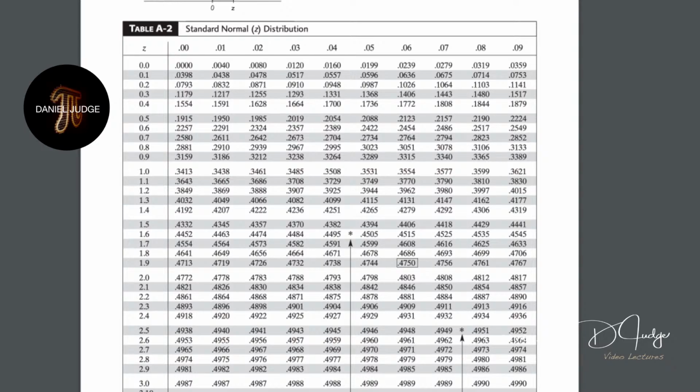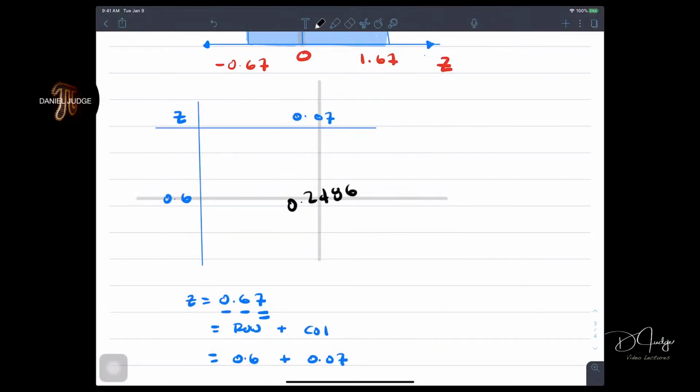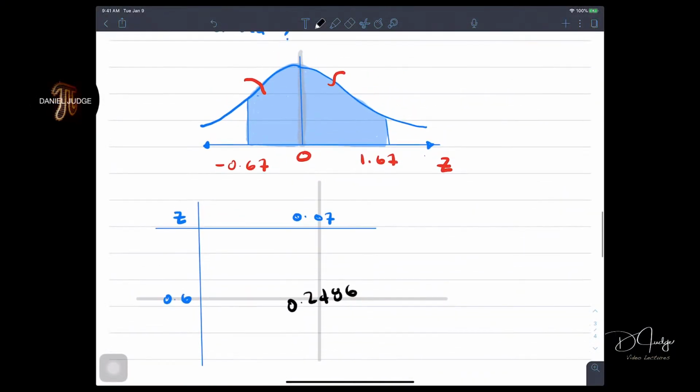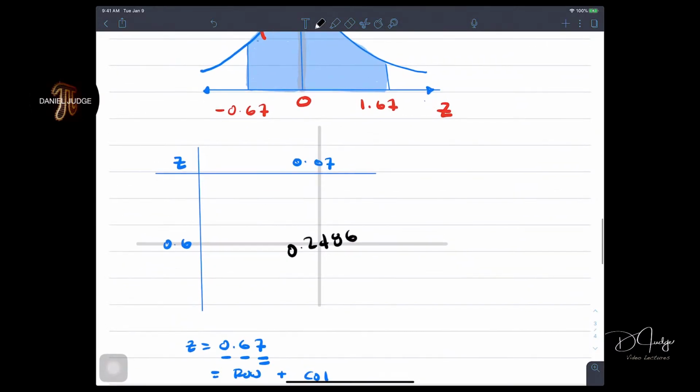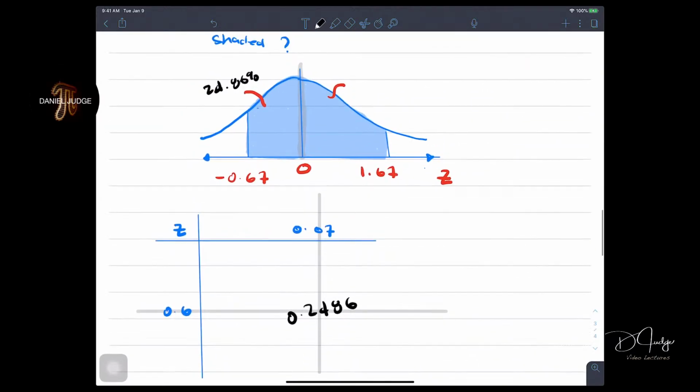So if we go to the iPad, and I found that. So remember what this means. That means that this area is 24.86%. Yes, this is a probability value, but I moved the decimal. So the left portion here, because of symmetry, I don't need a negative z-value table. I just use the positive z-value table. 24.86%.